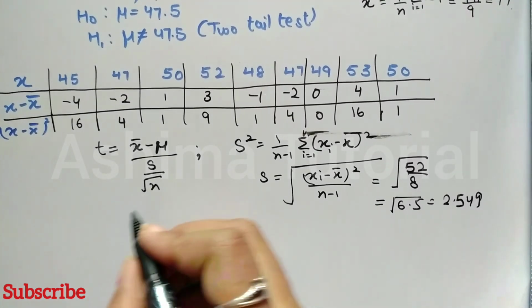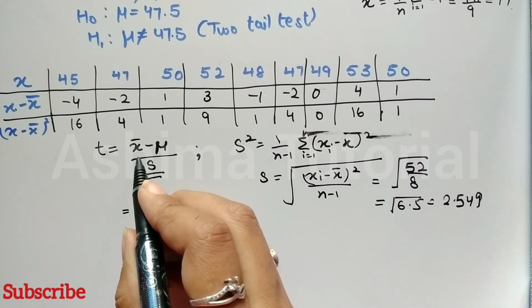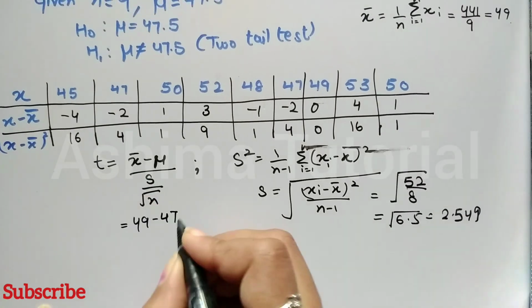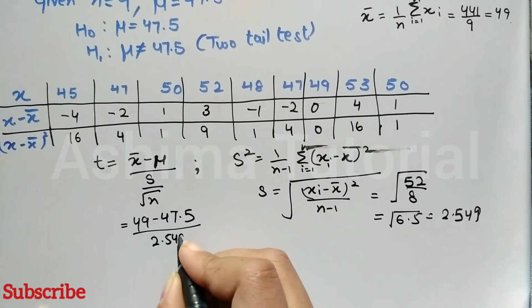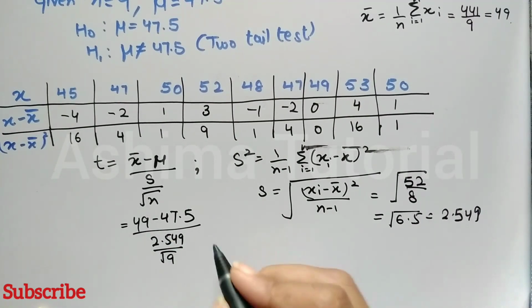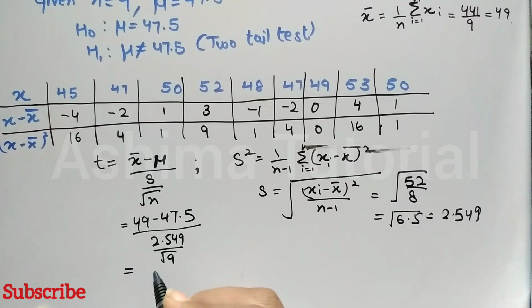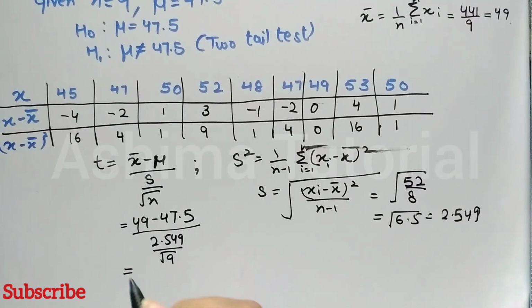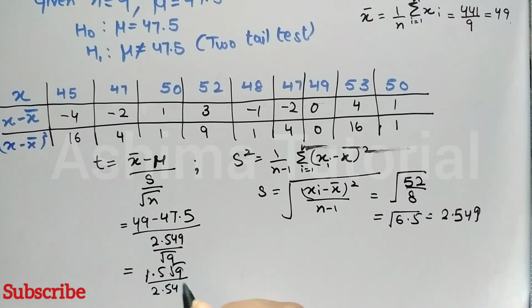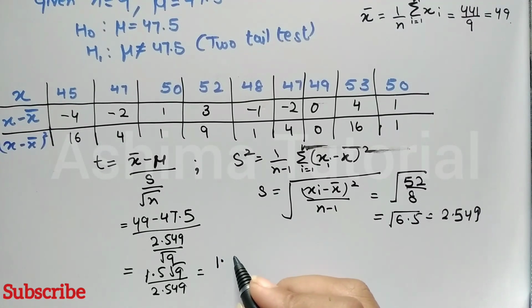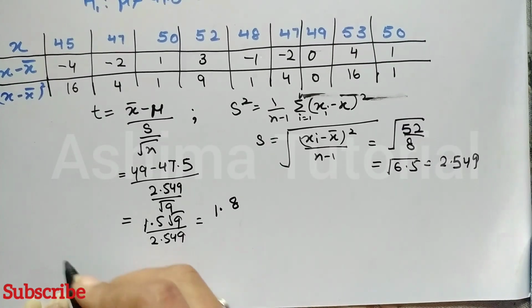Now by substituting these values in t statistic, where x bar is equal to 49, we get the answer 1.5 under root 9 over 2.549. It is equal to 1.8, approximately equal to 1.8.